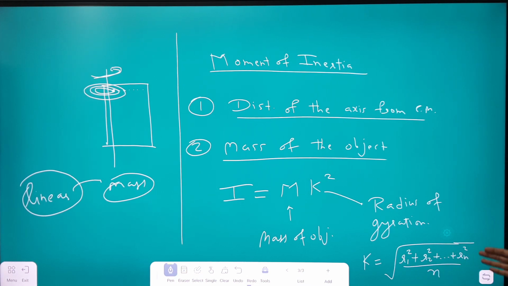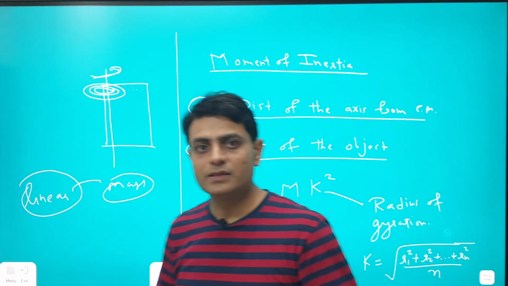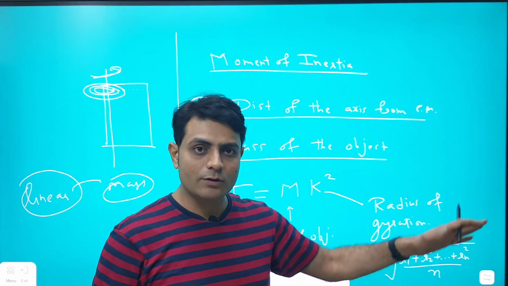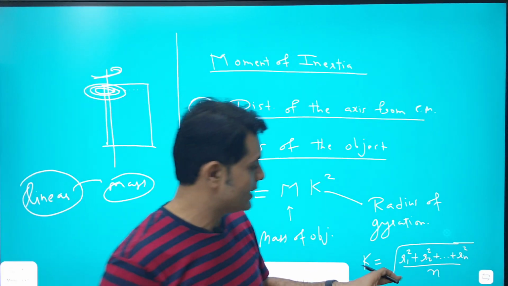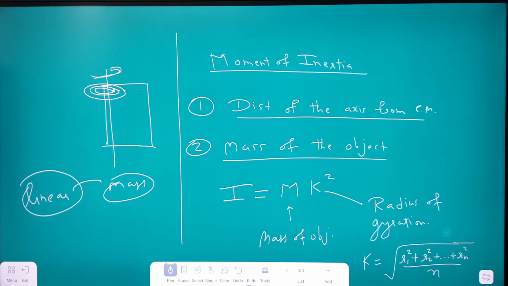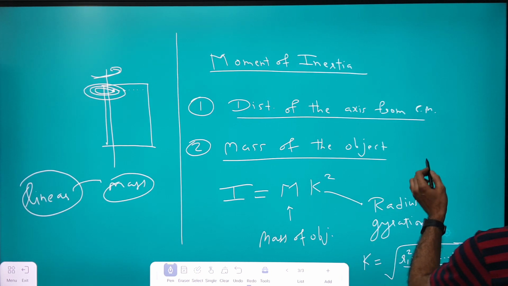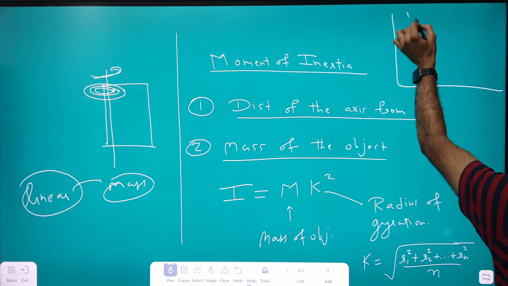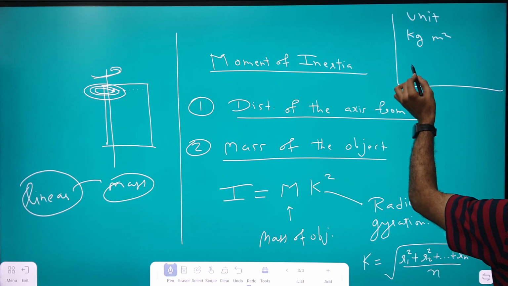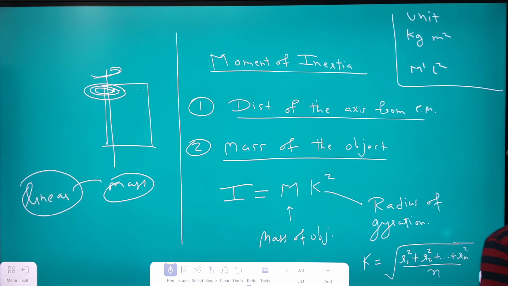You are not supposed to find this in this way. You will be given two or three masses like m1, m2 and m3, and their positions will be given. You have to take r1 square plus r2 square up to r3 or r4 square by 4 or 3, whatever the case may be. So this was all about moment of inertia. The unit of moment of inertia is kg meter square. Its unit is kg into meter square. Its dimensional formula will be M1 L2. So that was all about moment of inertia.